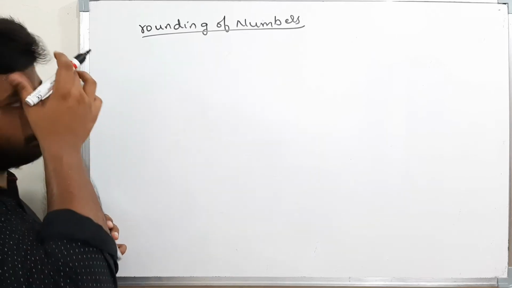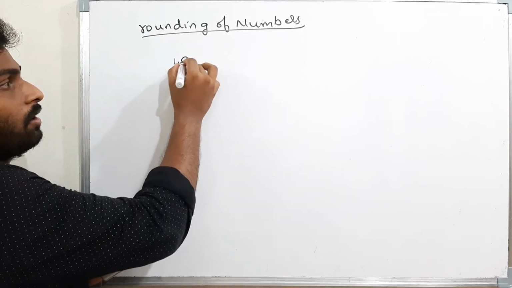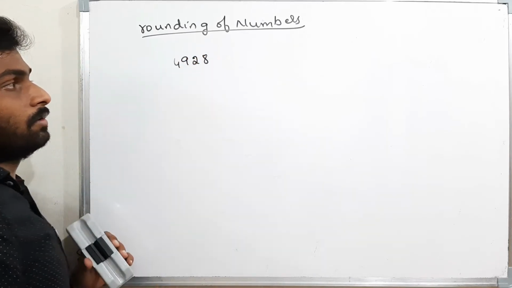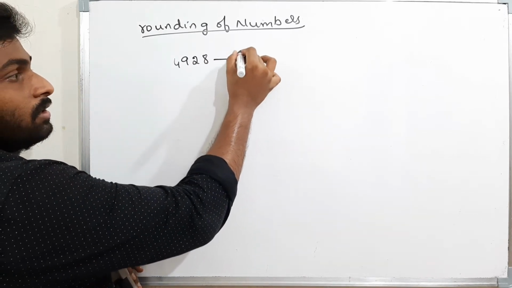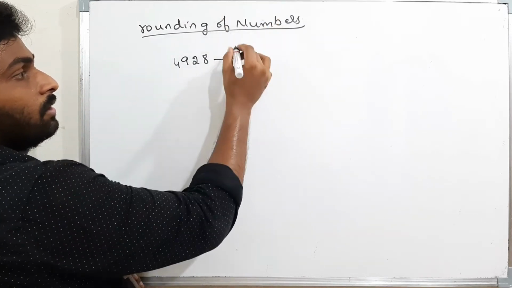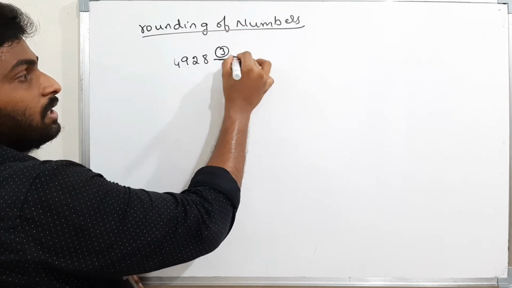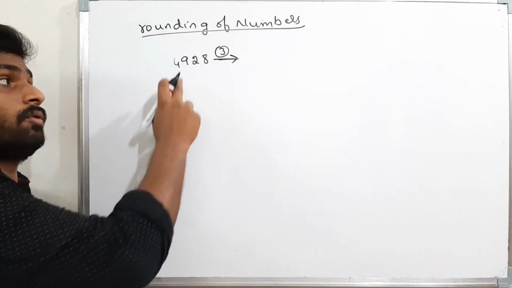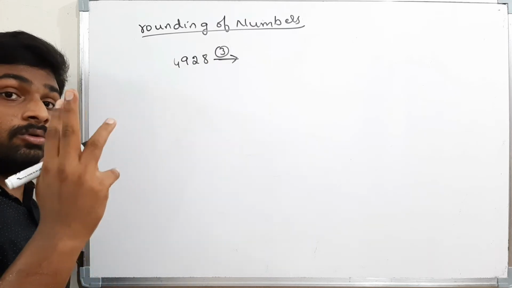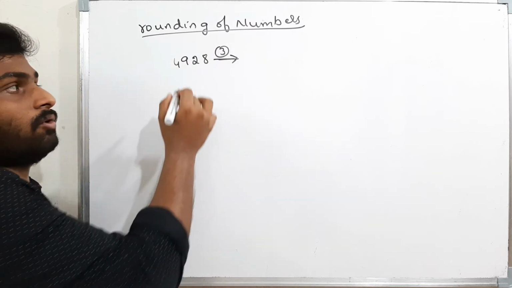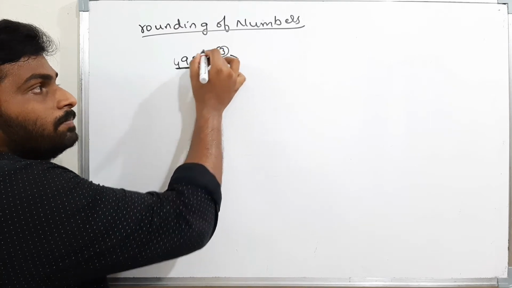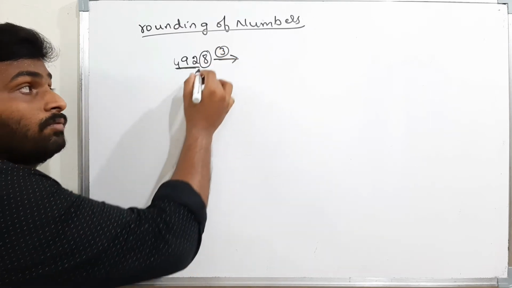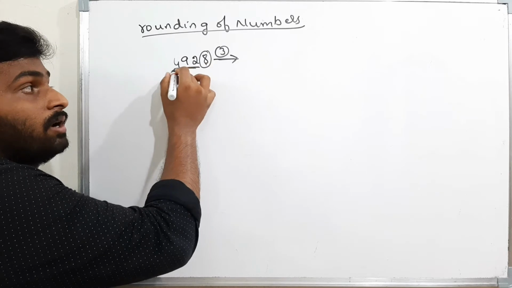Okay, now see here. 4928. They told to round off to 3 significant figures. That means if I want to round off to 3 significant figures, then I should round off the number 8. If I round off the number 8, then only I will get 3 significant figures.